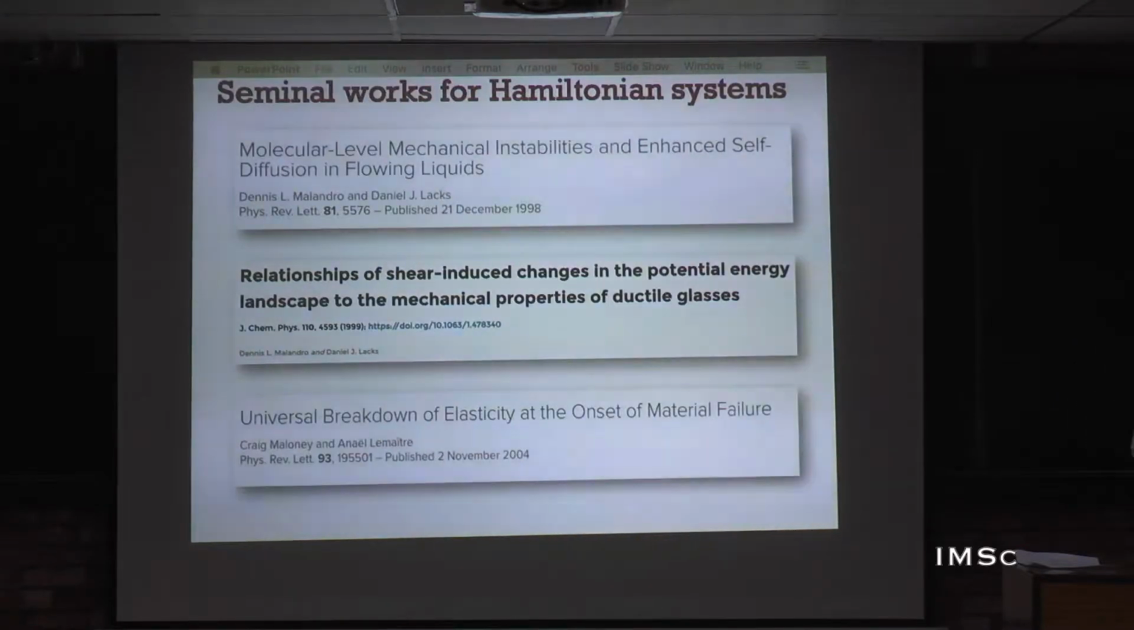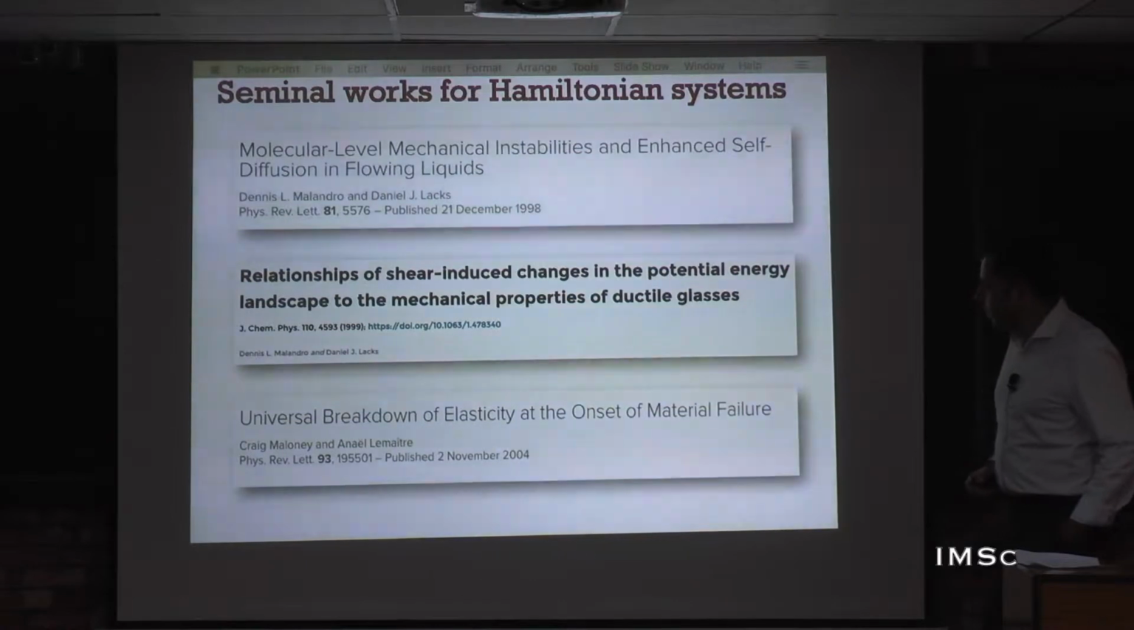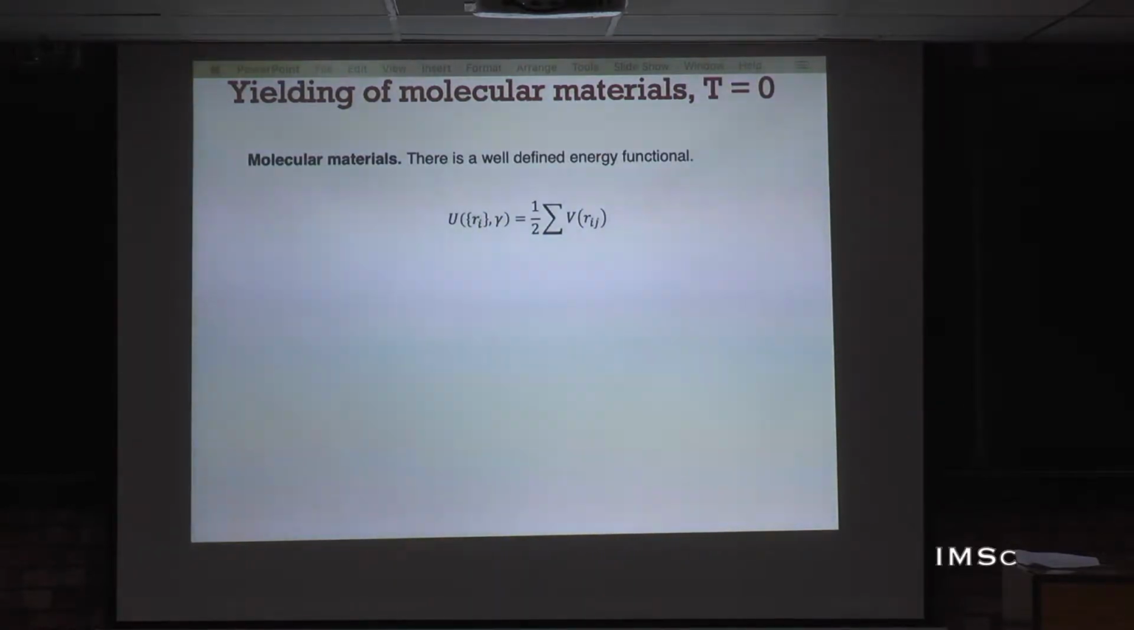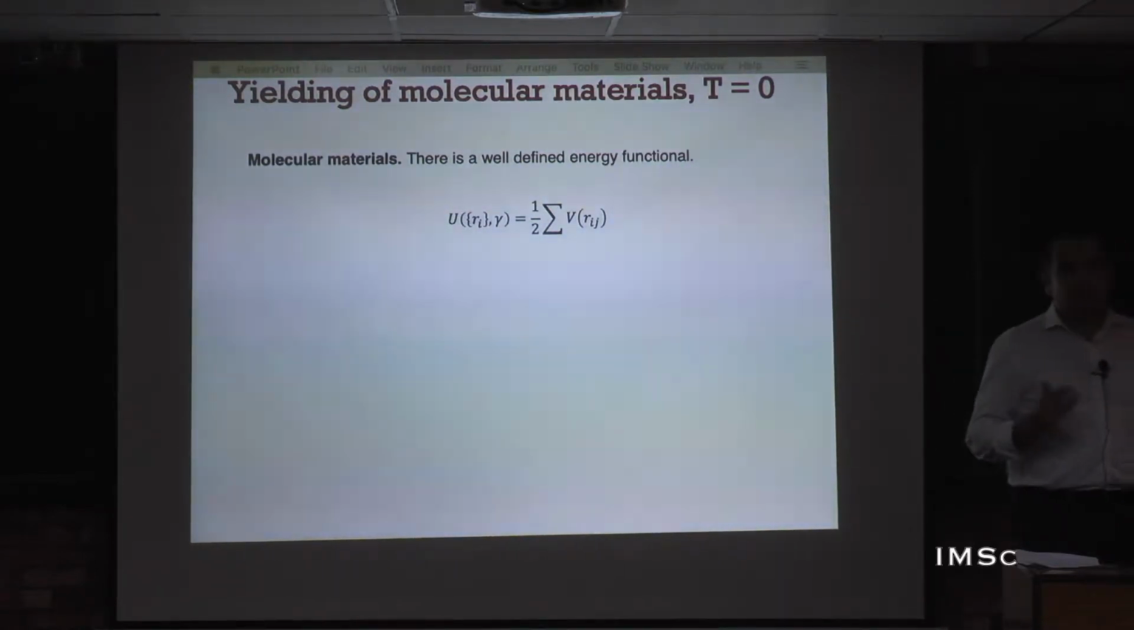So first of all, let me start by saying something about how a Hamiltonian system fails. Here we usually focus on amorphous systems. I'm going to review works that are 20 years old, mainly by Malandro and Lacks, and then there is another quite relevant paper by Craig Maloney and Anael Lemaitre. Essentially, what is the idea? Well, we're going to focus on systems that admit a Hamiltonian and are at zero temperature. Zero temperature for us doesn't mean 0 Kelvin. Zero temperature means that thermal fluctuations are negligible.